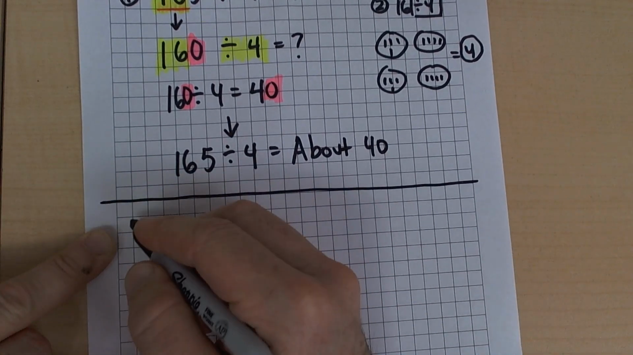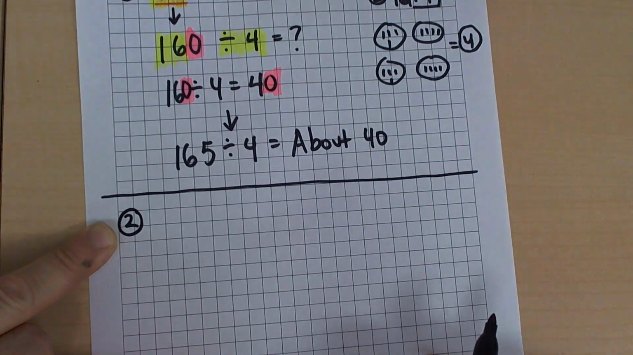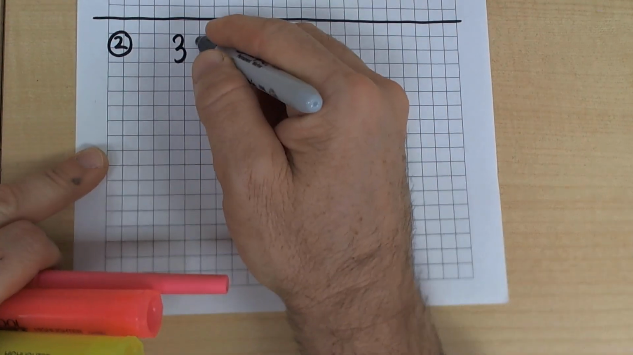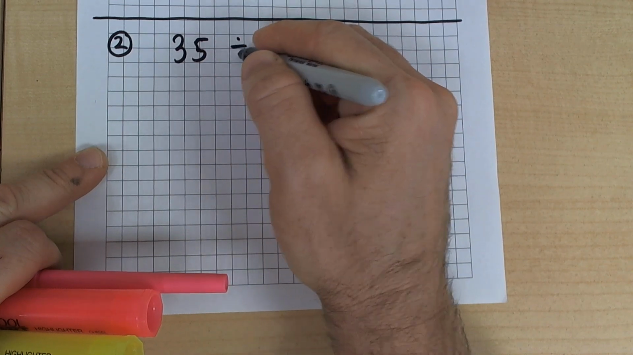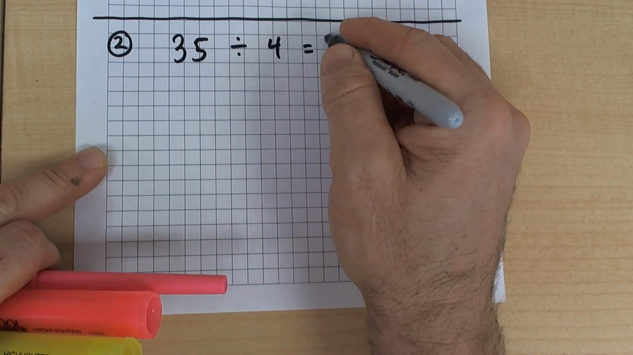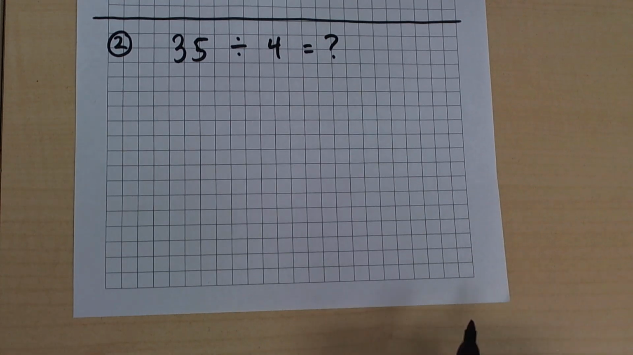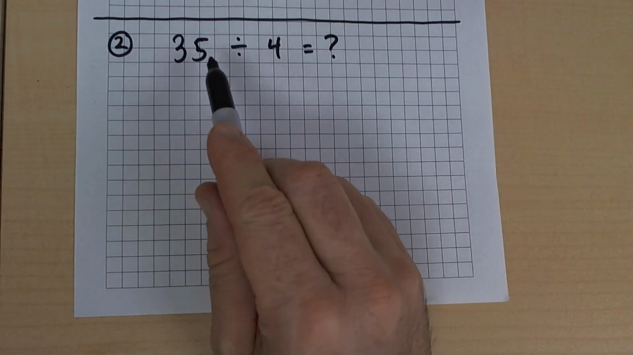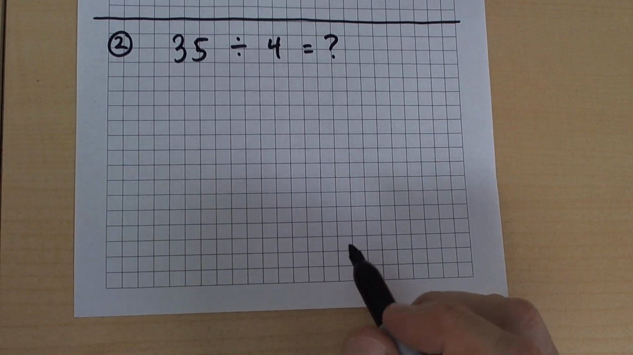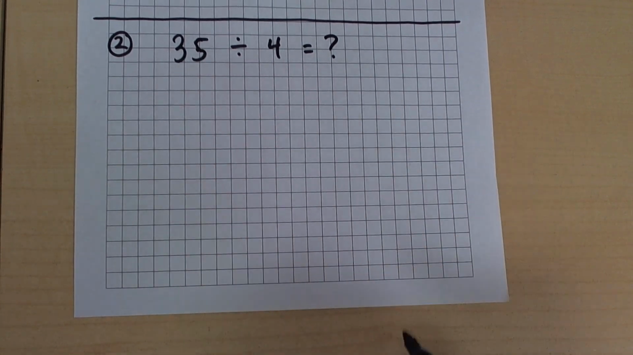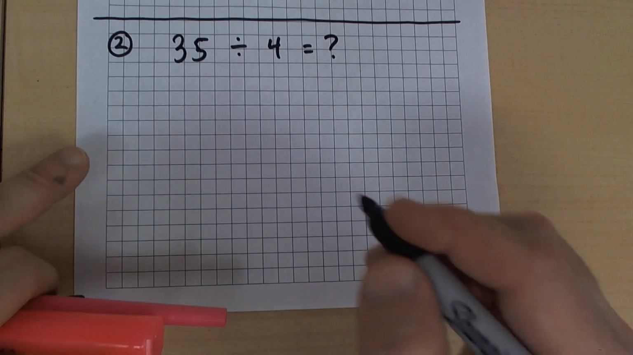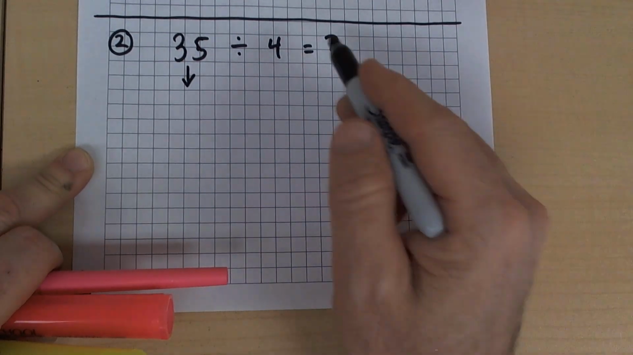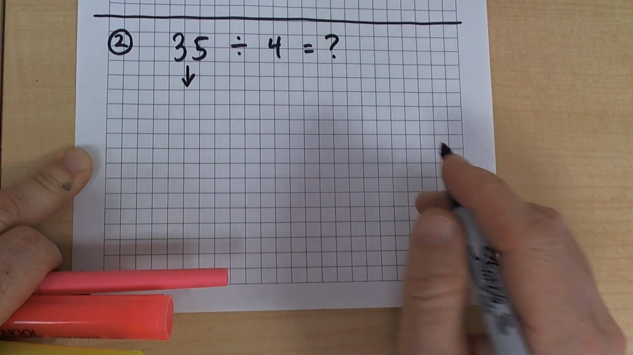All right. Now for number 2. Number 2, I'll move my paper up. And number 2, we have 35 divided by 4 equals question mark. Now this is a pretty simple one because this is only a 2-digit number. And because it's a 2-digit number, I don't have to underline only 2 digits. I have the 2 digits that I have. So I know I'm going to round it. It's got to be a number close to 35, which I can easily divide by 4.